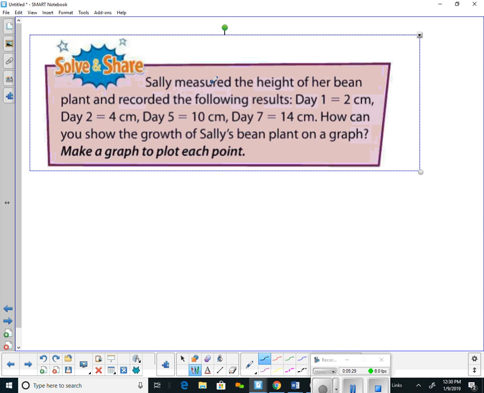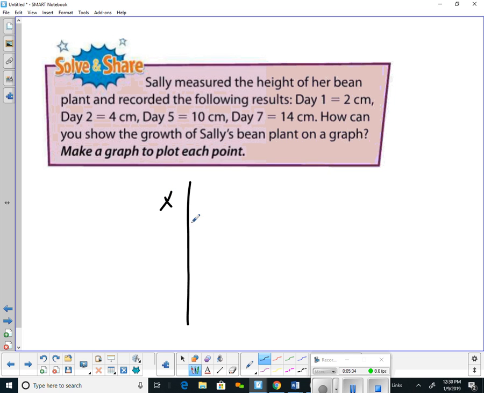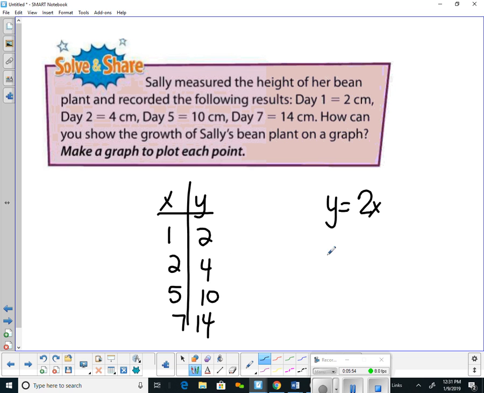Okay, it says Sally measured the height of her bean plant and recorded the results. So in my chart, I might have day 1 is 2. Okay, so at this point, I want you to write me the equation. Y equals what? And here it would be 2x, because we're going to take everything and multiply it by 2. So my x would also be multiplied by 2.